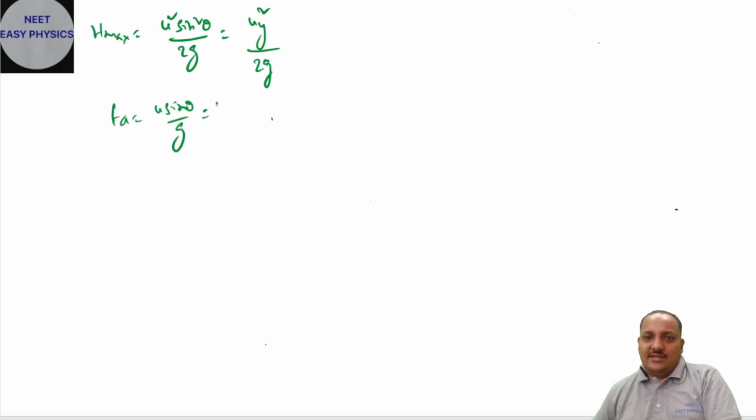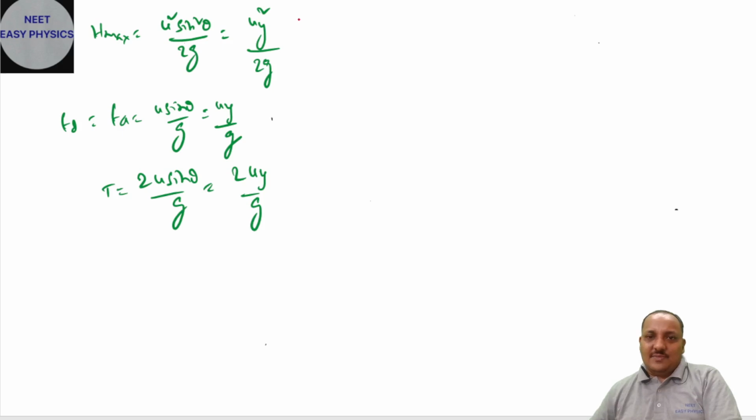So if you want to write h maximum, u square sin square theta by 2g. In place of u sin theta, we wrote uy, so uy square by 2g. Time of ascent is u sin theta by g, this one only, uy by g. Time of descent is also the same. Total time is 2u sin theta by g, this is 2uy by g.